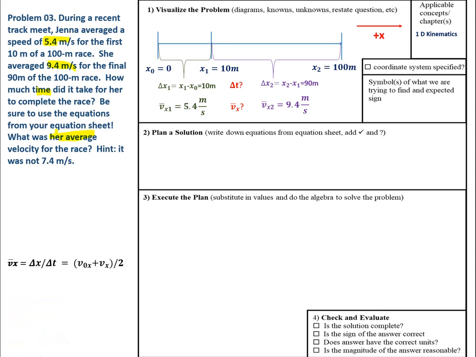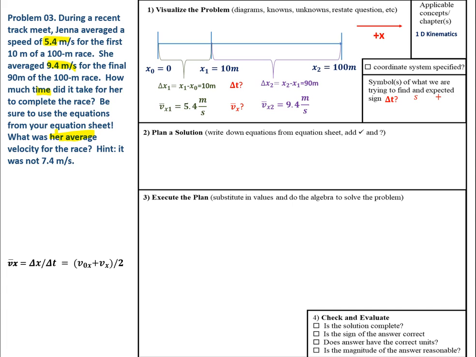First, we need to calculate delta t, the time taken to complete the race, and the unit of time is seconds. Now let's talk about the sign of time. Time is a scalar quantity, and elapsed time is the total time taken to complete the race, and it's always increasing. Therefore, I expect a positive sign for the elapsed time.